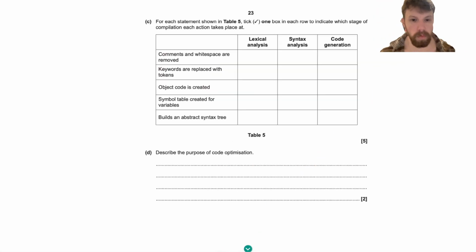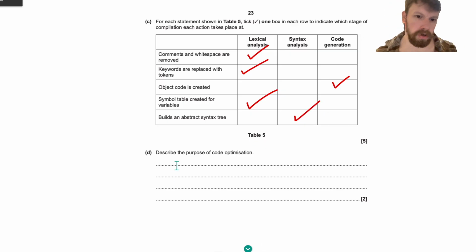Okay, so what we've got to do now is the different stages of compilation, which is lexical analysis, syntax analysis, and code generation. There are different features that happen in each of these, and we've just got to put a tick in the box where it happens. So comments and white spaces, lexical analysis. Keywords are replaced with tokens, lexical analysis. Object code is code generation, that's the last stage. Symbol table is created for variables, lexical analysis. Little clue on this one because it says syntax analysis.